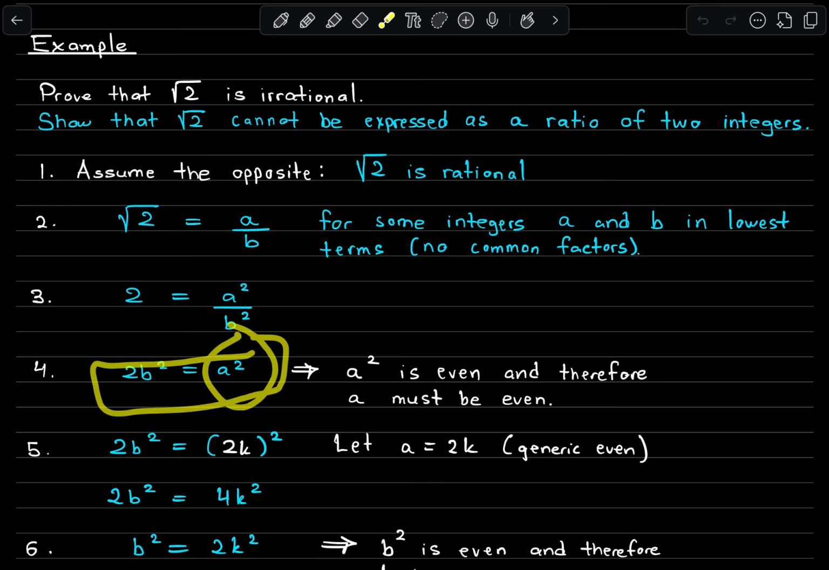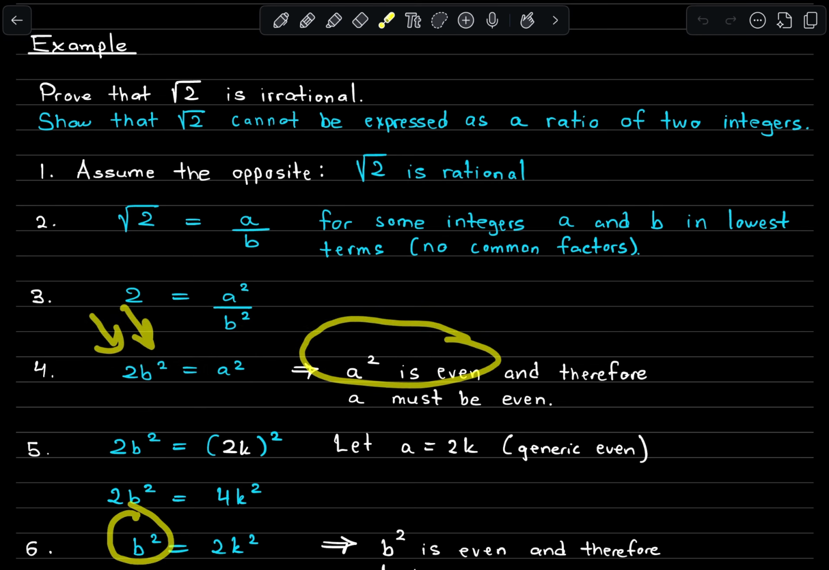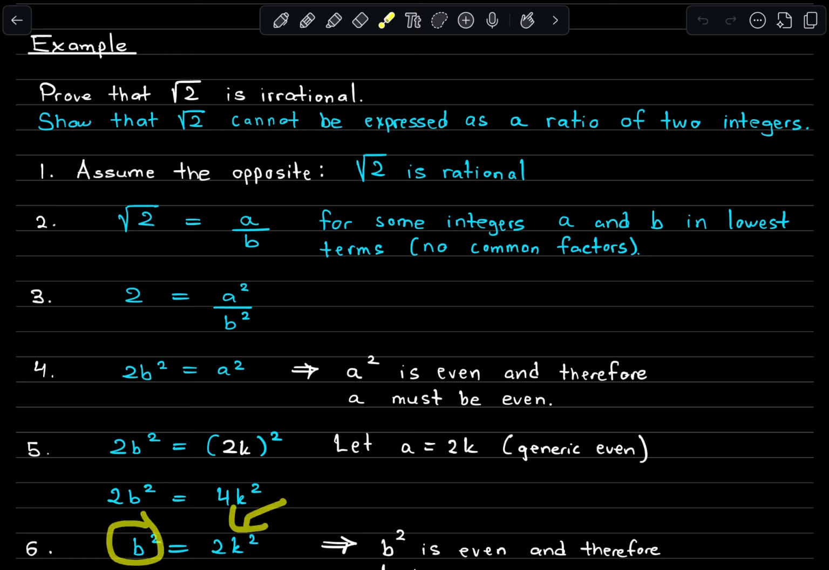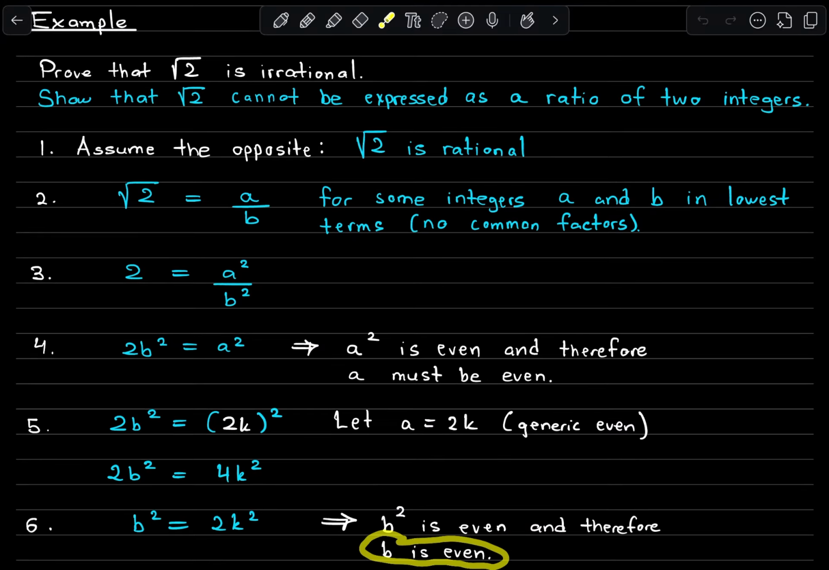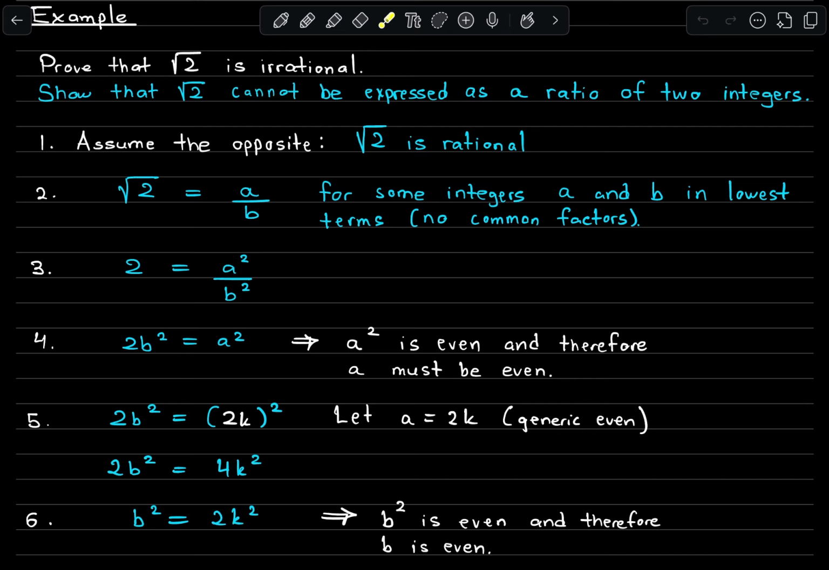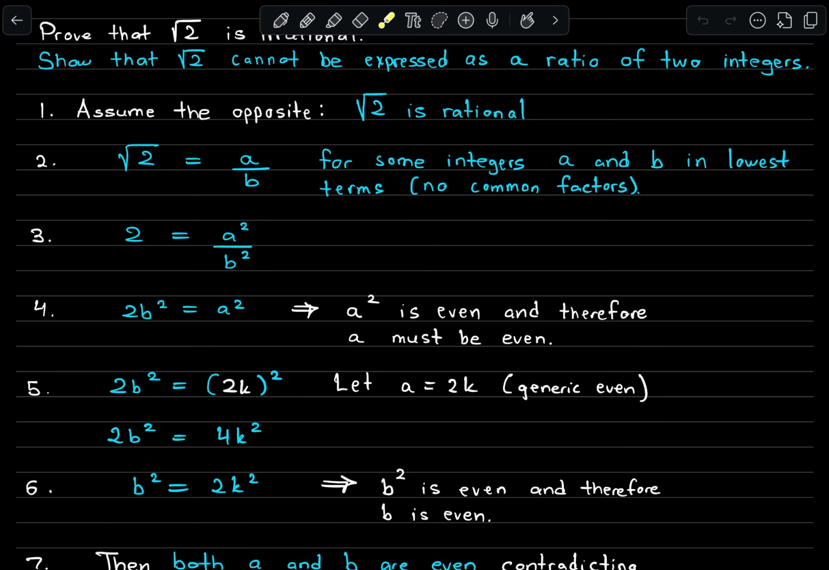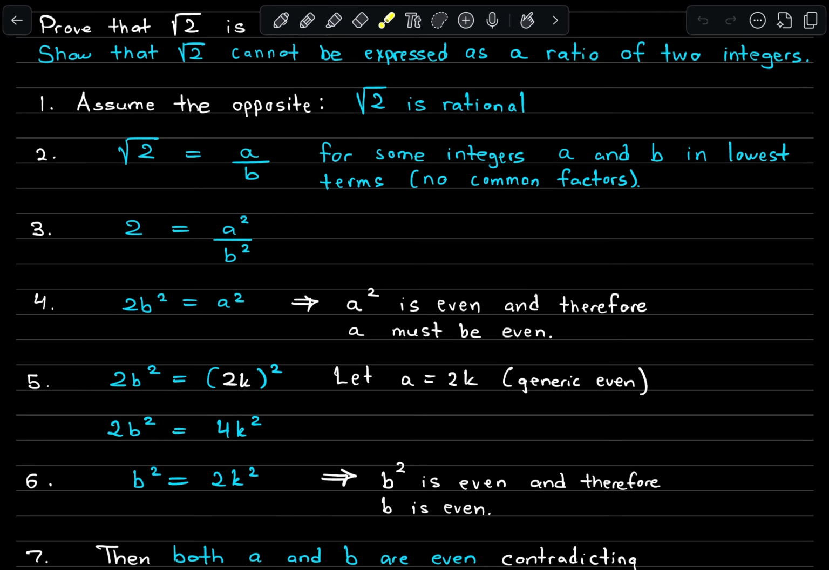All right, well, this is starting to look a lot like step 4. a squared was 2 times an integer squared, and we concluded it was even. We can actually make the same conclusion now about b. Sorry, b squared is 2 times some integer. Therefore, b squared is even. And by the same line of reasoning, if b squared is even, b is also even. This is going to lead to a problem.